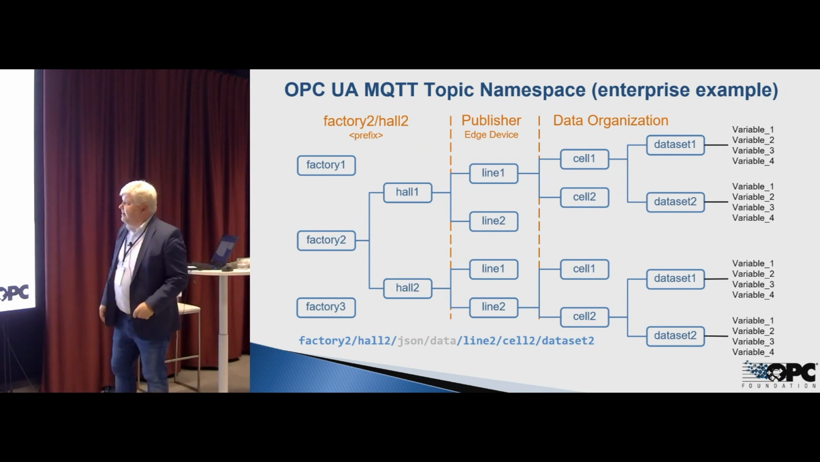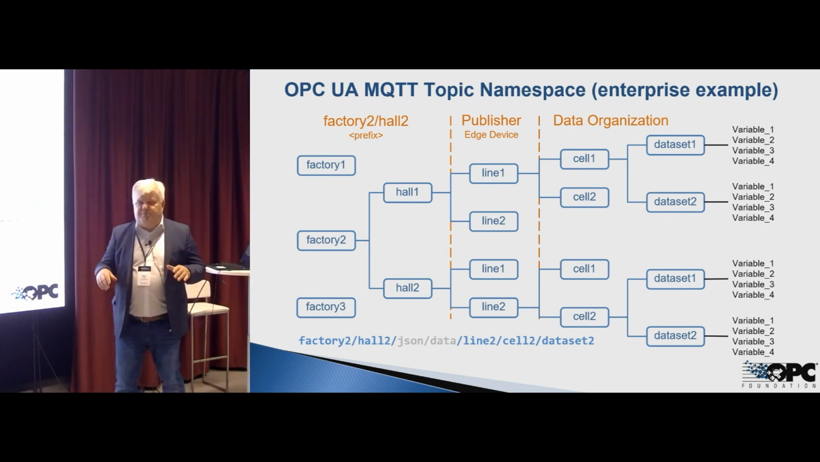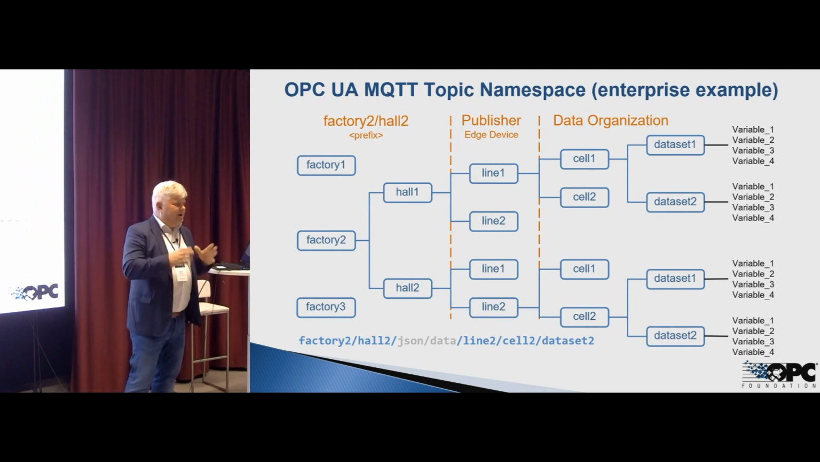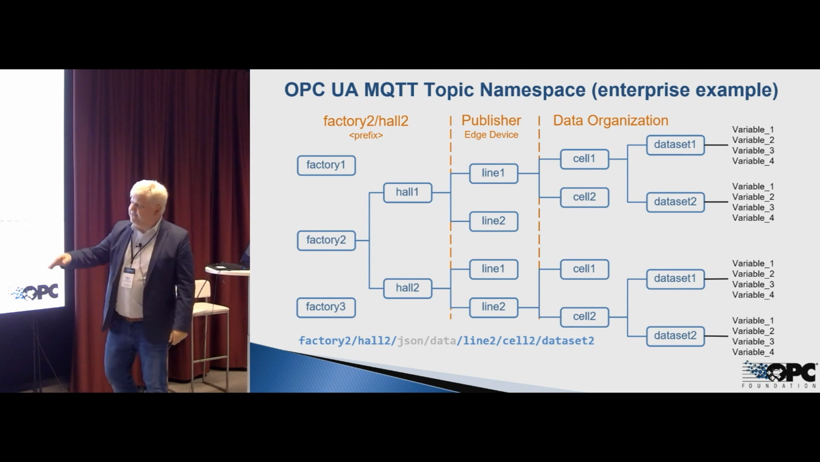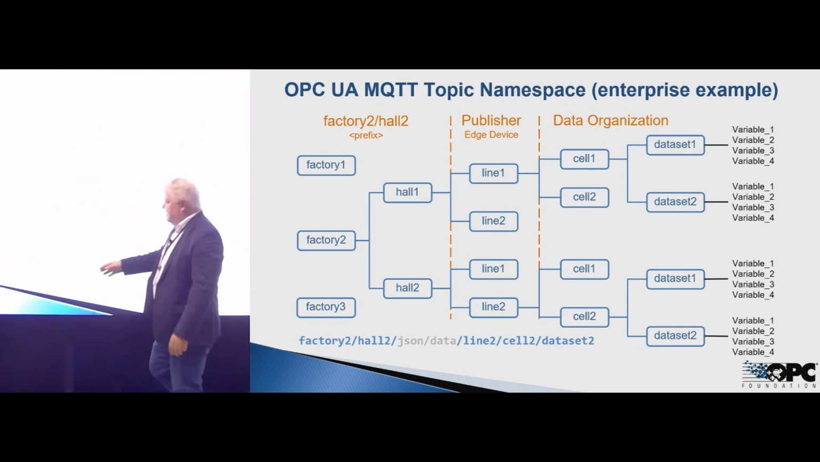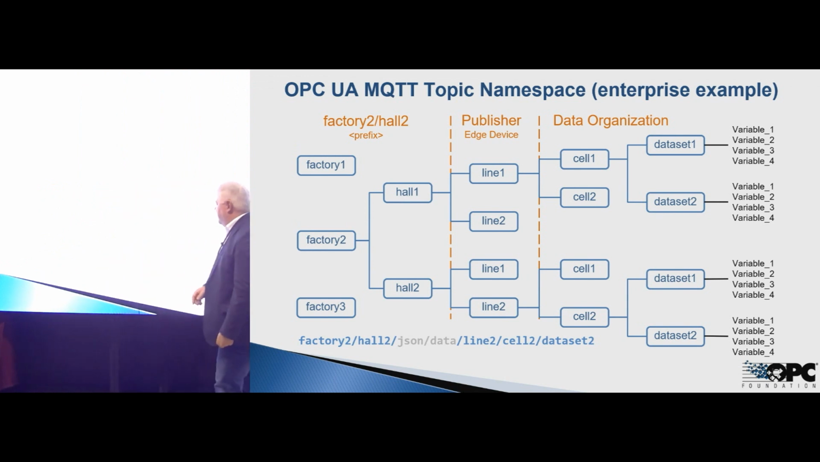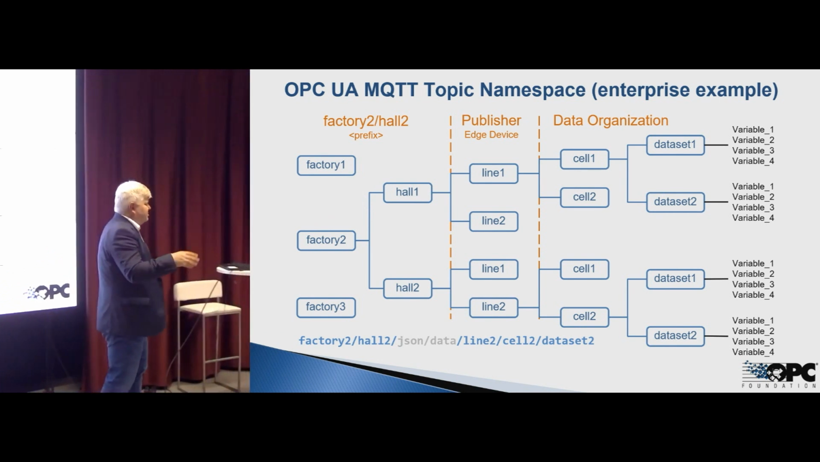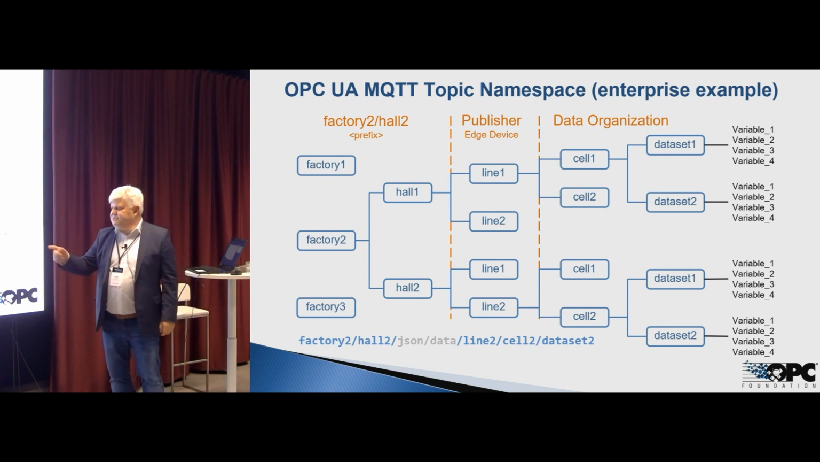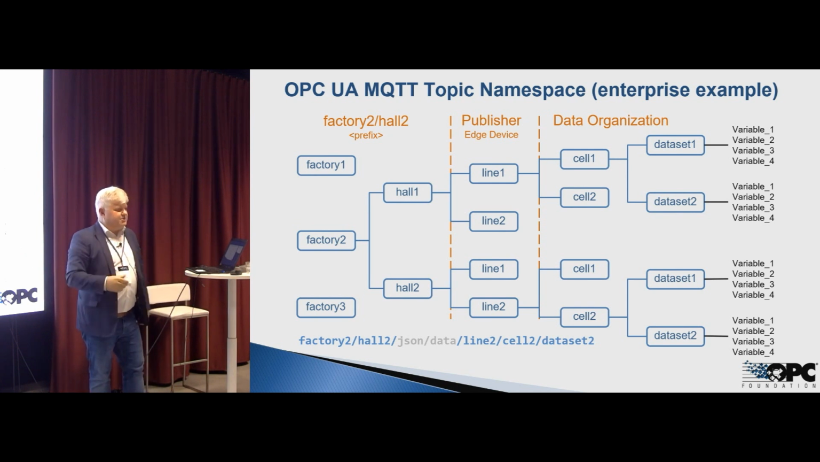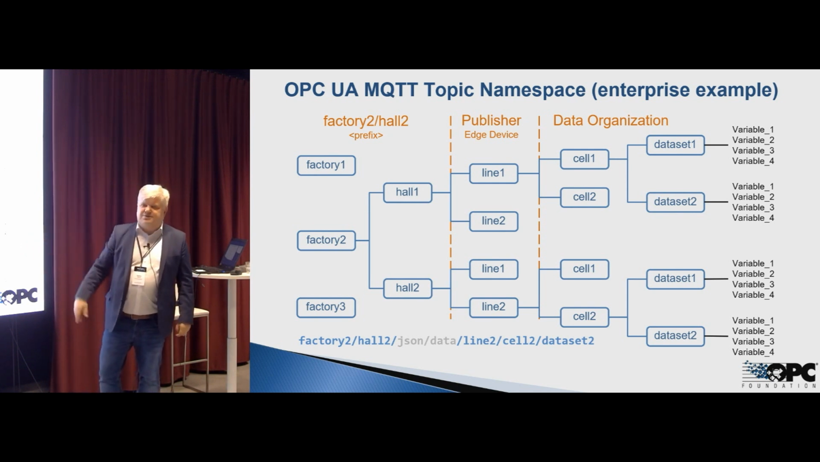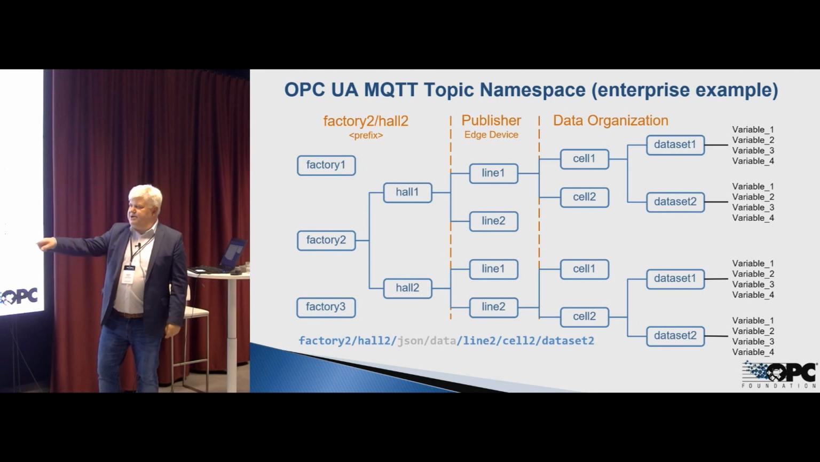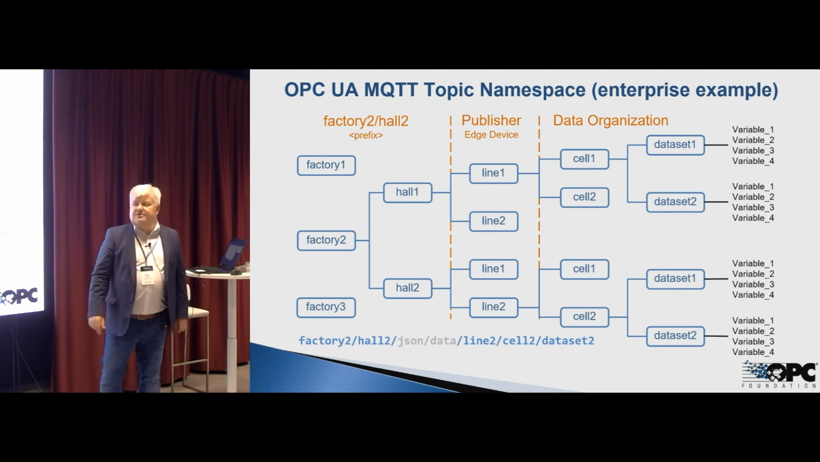Another example is where you have this used in a bigger scope, maybe on an enterprise level or in a cloud environment. In this case, you need to have some top level structuring, to say, okay, it's factory 2, hall 2, and then I have a publisher, maybe running on an edge device. I have a production line, and that's represented by the publisher, and then you have maybe information from a cell, and then the data out of that cell that is further structured. So in this case, you would use the prefix to do your basic structuring on the enterprise level, and then you can still use the structuring inside a publisher to further divide the data.